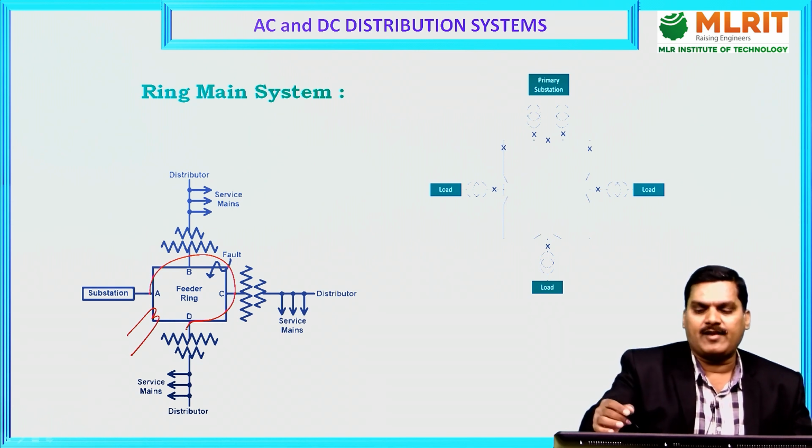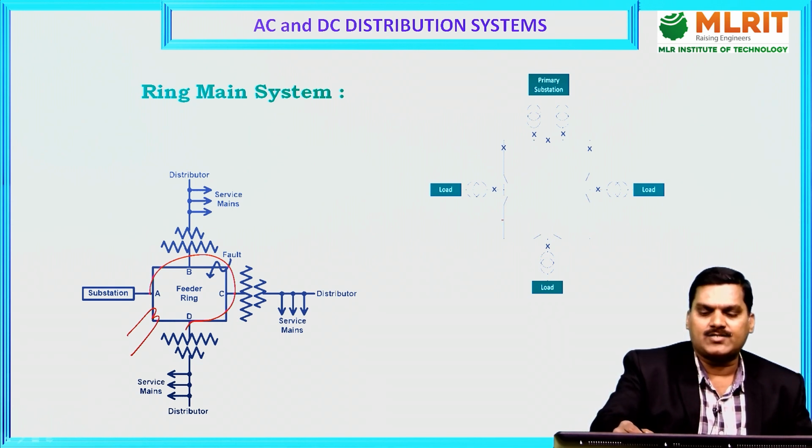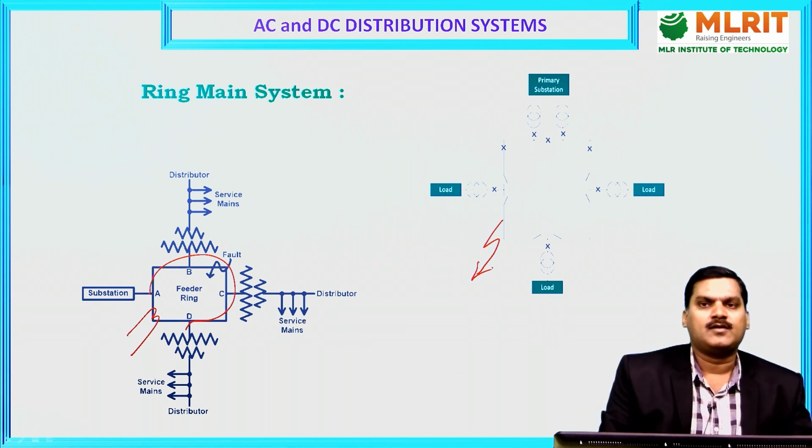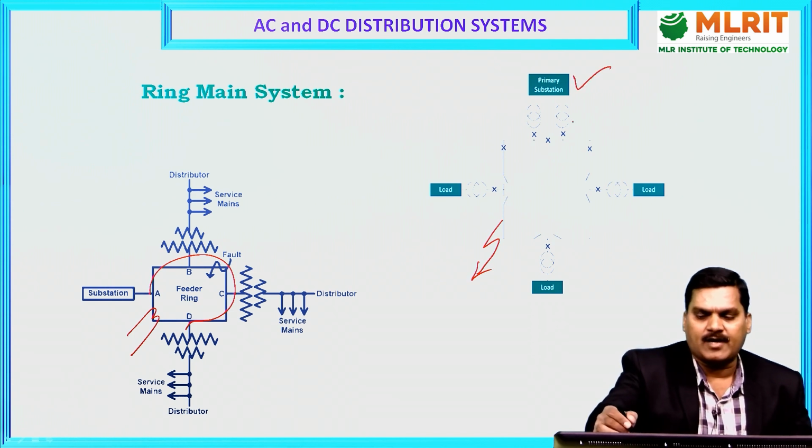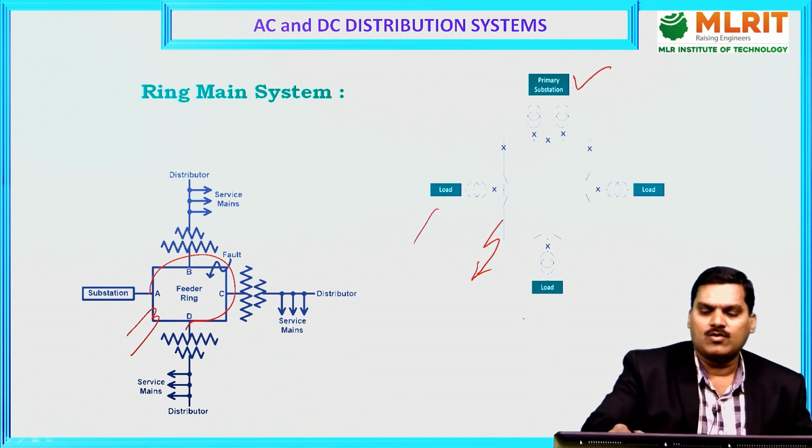So if you have any fault at any stage, we can supply the power to any consumer who is connected within this ring main. So that is the beauty of this ring main system. One substation will be connected through a ring main to 3, here in the diagram it is given as 3 loads.